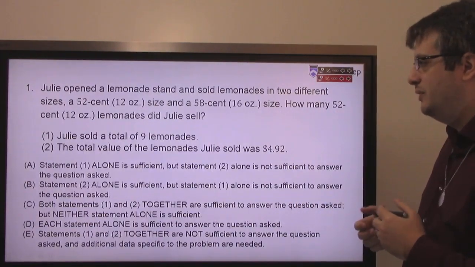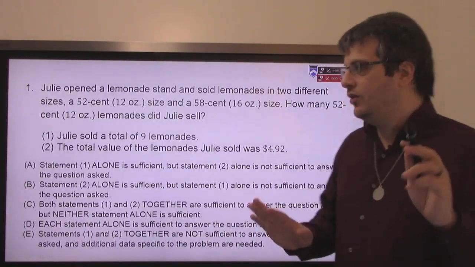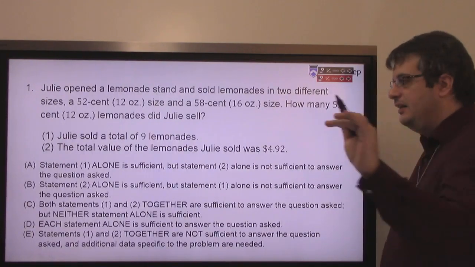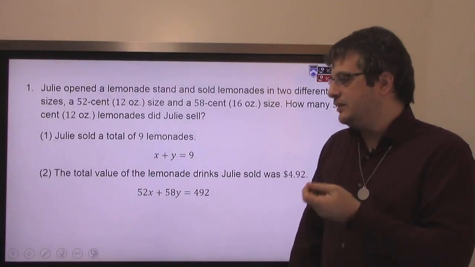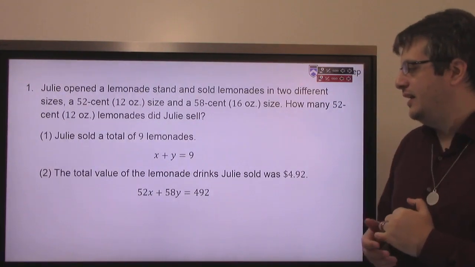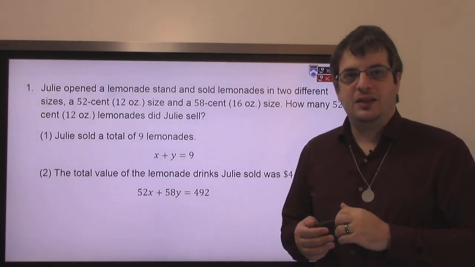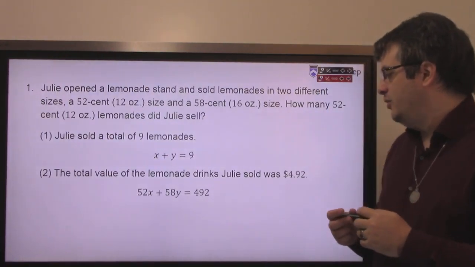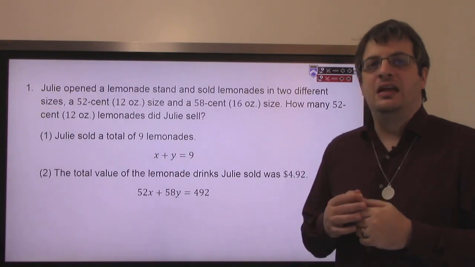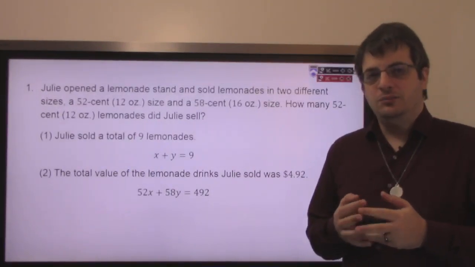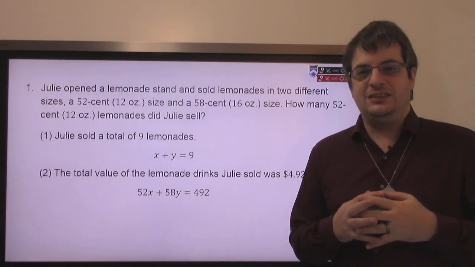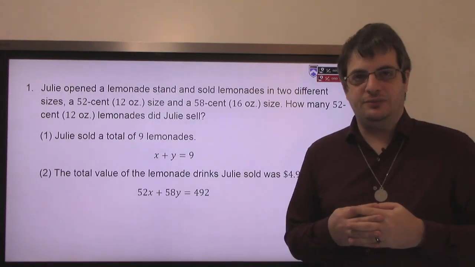and I could certainly represent those with variables. I could call the 52-cent lemonades X, the 58-cent lemonades Y, and if I did, then when I said Julie sold a total of 9 lemonades, I could write X plus Y equals 9. And when I said that the total value was 492, I could write 52X plus 58Y equals 492. I've chosen to do this all in cents in order to avoid decimals.